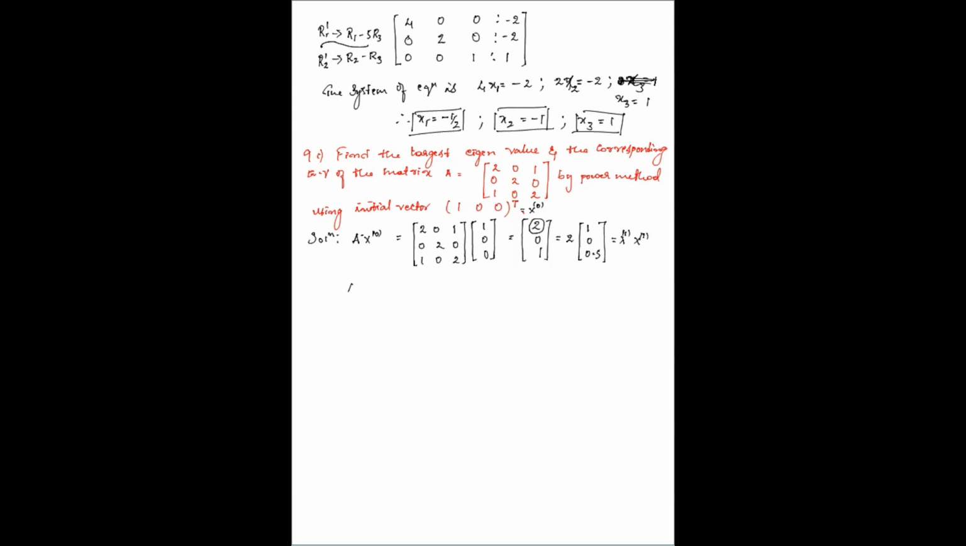So now I am going to find Ax1. Again A is multiplied with this x1. I will get 2.5, 0, 2. Here again 2.5 is the largest value. Divide by that value and I get 1, 0, 0.8. So I got the second iterate as lambda 2 and x2.